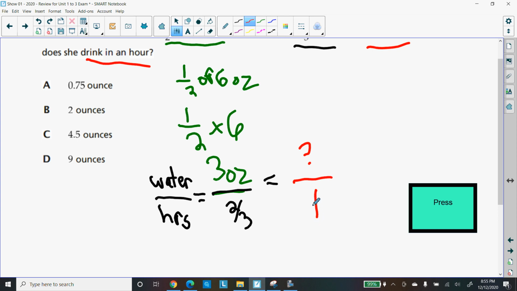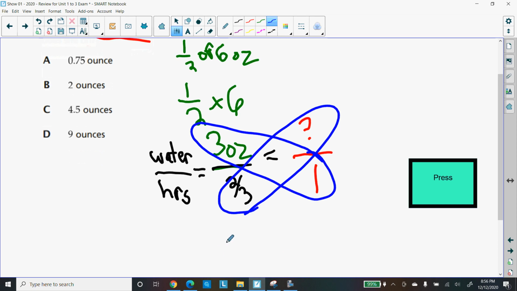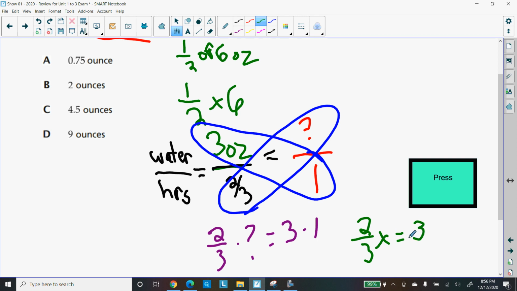How do we solve those proportions? If you remember from Unit 1, we cross multiply. So we're going to cross multiply. So let's change colors. 2/3 times something equals 3 ounces times 1. So 2/3 times something is 2/3 x, and I'll put a little x for that. And that is going to be equal to 3 times 1, because 3 times 1 is 3. Now all I got to do is solve for x.